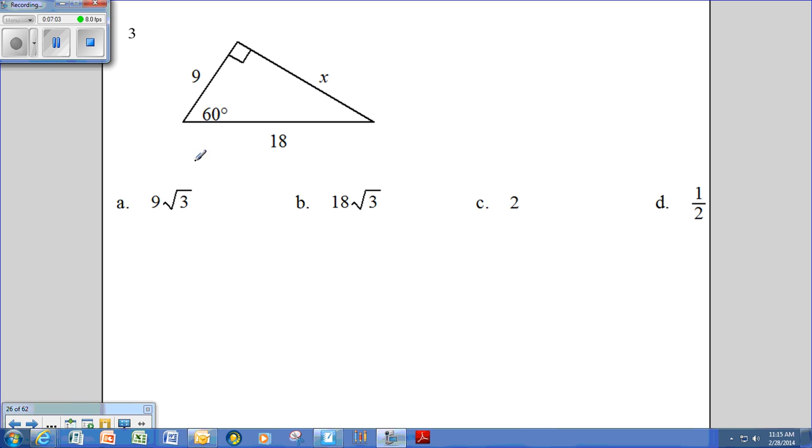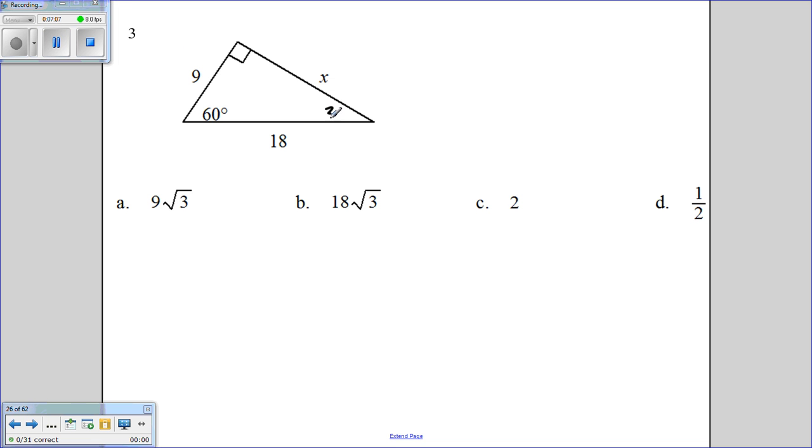This next example is a multiple choice question. This would be our 30-degree angle. So this is the short leg, this is the long leg, this is the hypotenuse. You can see that the short leg doubled gives you 18 as the hypotenuse. That means the long leg would be the short leg times radical 3, which is choice A.